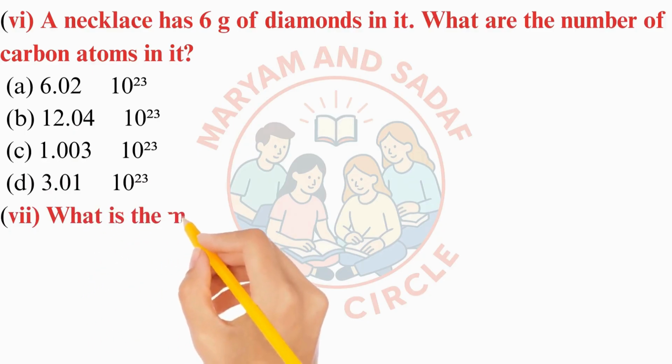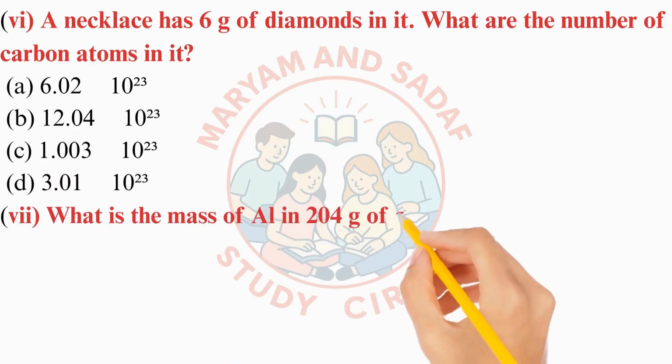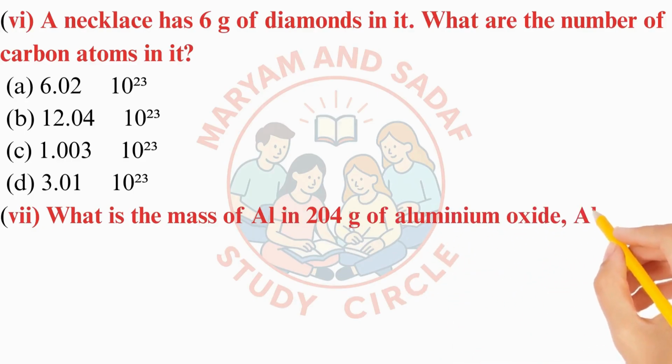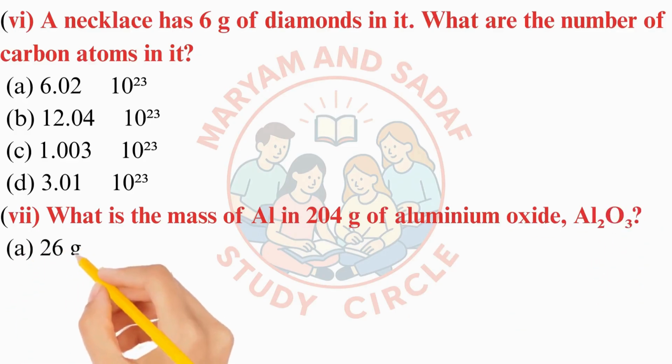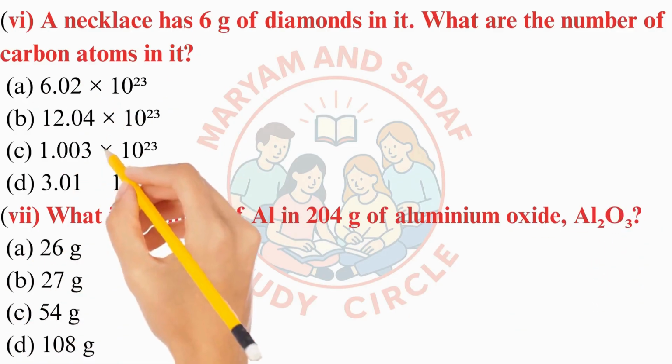What is the mass of Al in 204 grams of aluminum oxide, Al2O3? A. 26 grams. B. 27 grams. C. 54 grams. D. 108 grams.